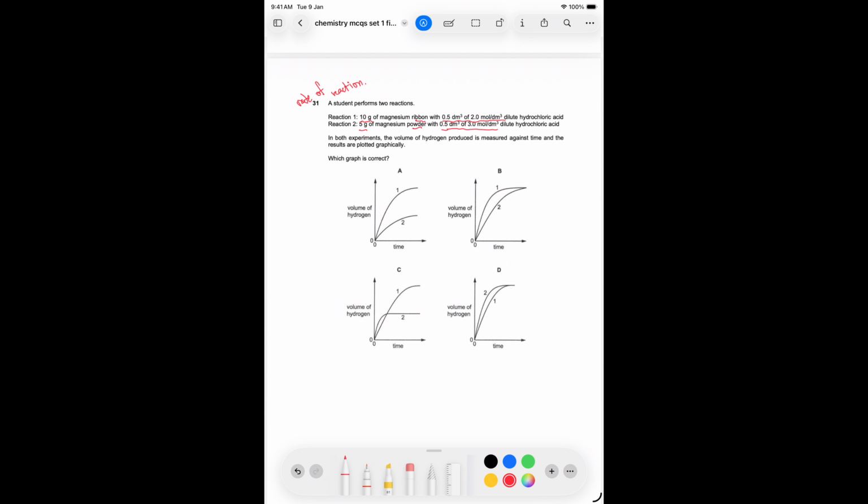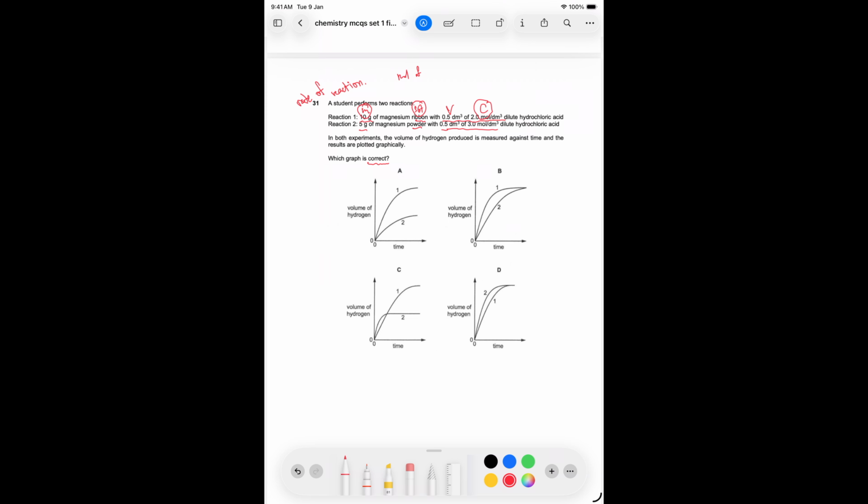So the volume is the same, but the concentration is different. The mass is different as well, and the surface areas are different as well. Only the volume is the same. I ask you which of the graph is correct. First thing first, you have to calculate the mole of magnesium and hydrochloric acid. This one, the working is going to be pretty long.